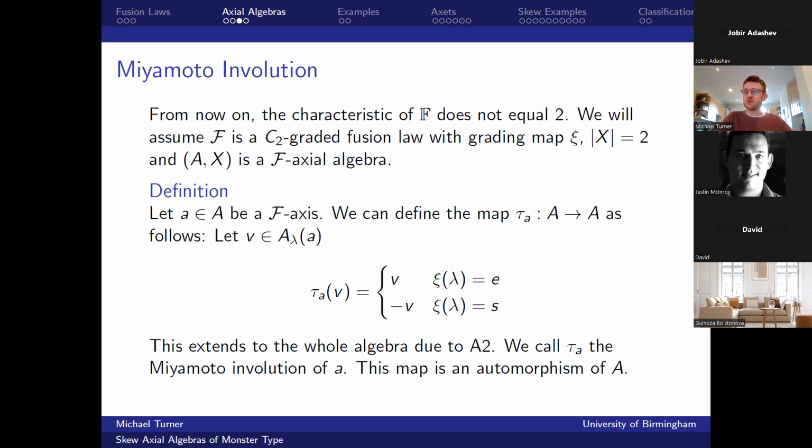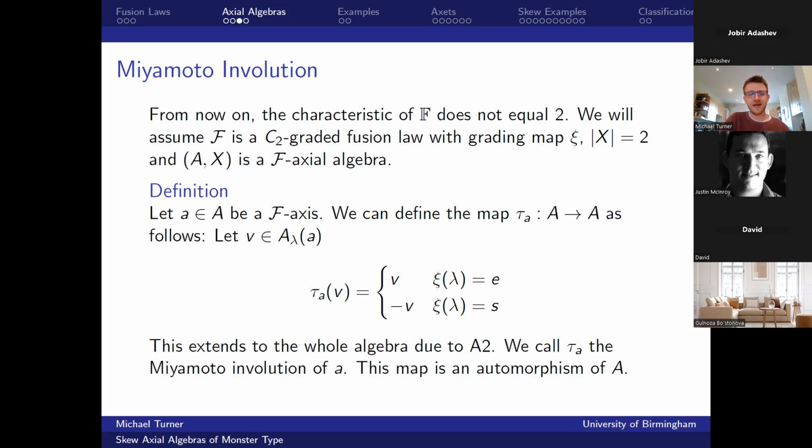Okay. And kind of the final definition in axial algebra theory that we're going to use is that we can create automorphisms in our algebra. So from now on, I'm going to let the characteristic of the field not equal 2. We're going to assume that F is a C2-graded fusion law with grading map, and we have a 2-generated axial algebra (A, X).